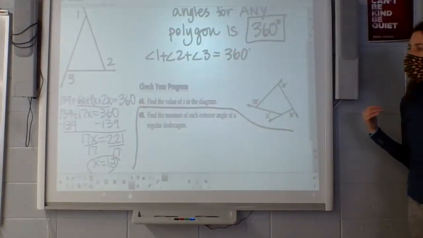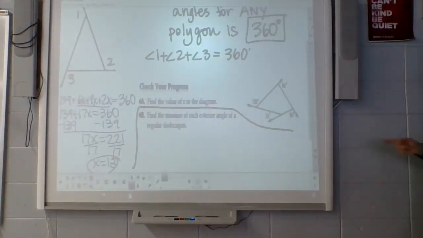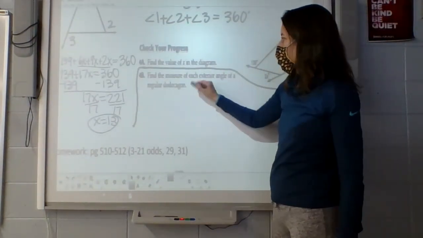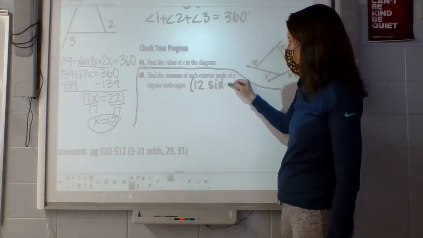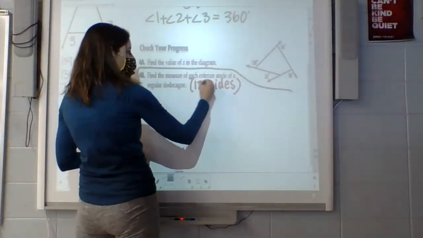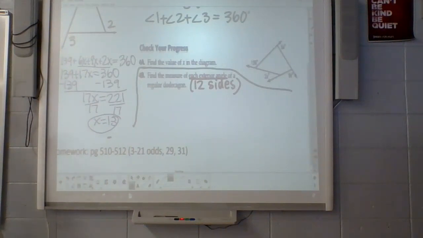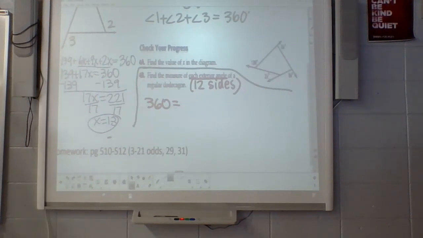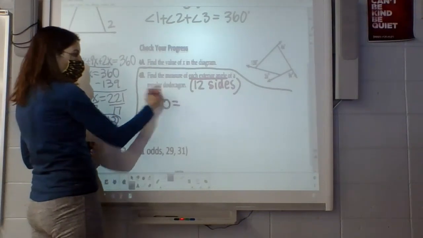It says find the measure of each exterior angle of a regular dodecagon. Does anyone know what a dodecagon is? 12, it is 12, very good. So it's 12 sides, and you can always Google that. If I know it has 12 sides, that means it has 12 angles. The exterior angles should add up to what? 360. So if there's 12 sides, there's 12 exterior angles as well, and they're all the same.